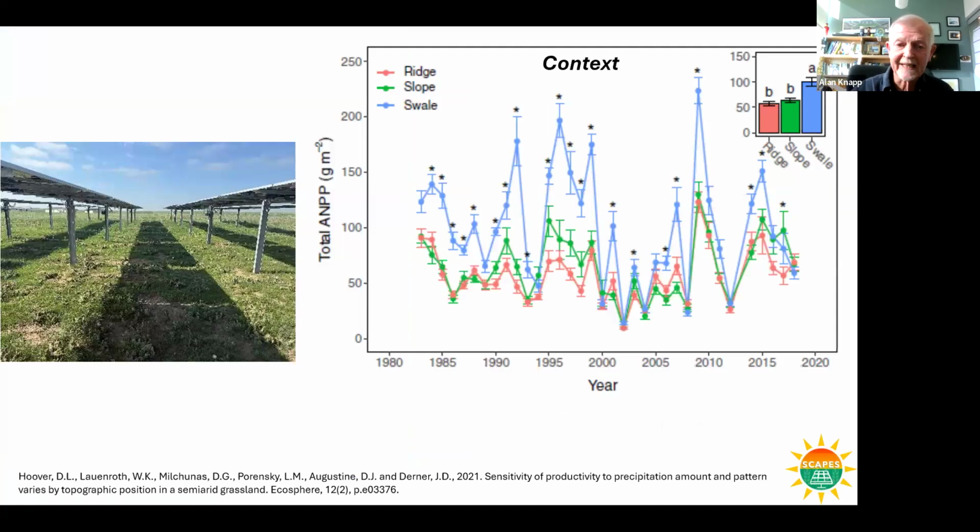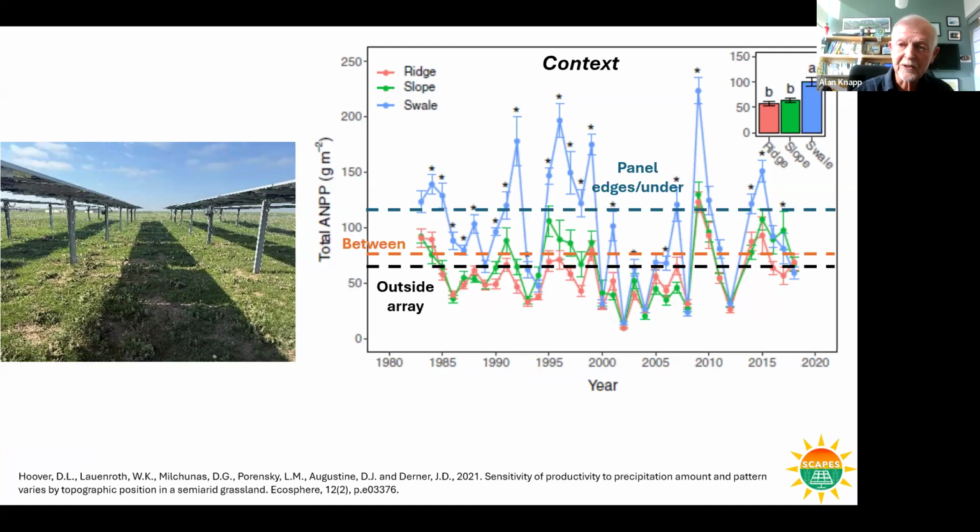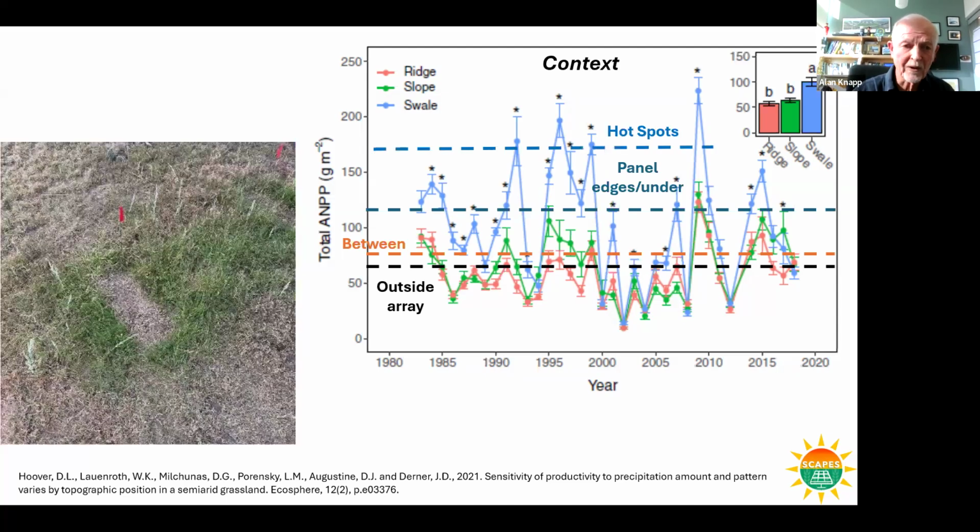As I mentioned, we work at a long-term research site, and so we can actually put our results in the context of the long-term data. So this is just a plot of how production, total ANPP, this is just grass growth for the cattle again, how it varies across the site over the years in 3 different locations. Our site's most similar to the ridge. And you can very quickly see, the slide will advance. There we go. There's the number for outside the array this first year. There's between, there's under the edges of the panel, and here is where those hot spots are.